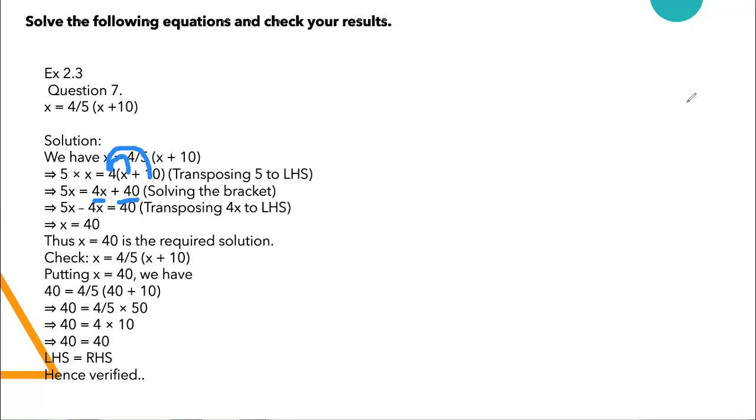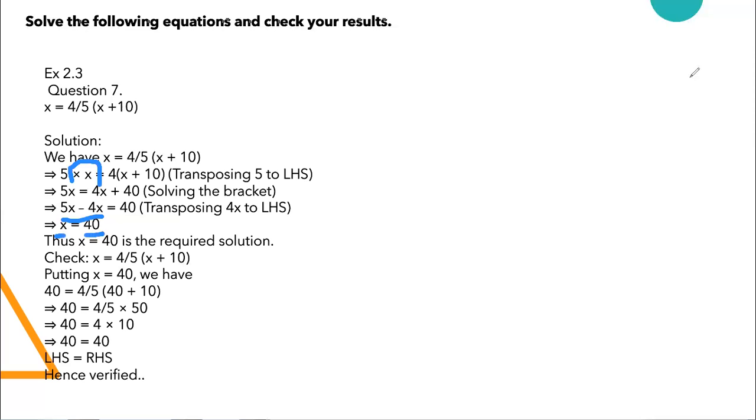So now 5x equals 4x plus 40. Now what do we do? It's quite simple. We transfer all the variables towards one side. So I transpose 4x towards my LHS, which converts to minus 4x. That's how we got 5x minus 4x equals 40. So 5x minus 4x is nothing but 1x, isn't it? Which equals 40.